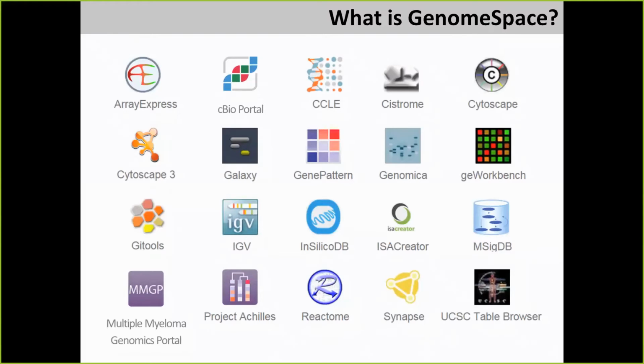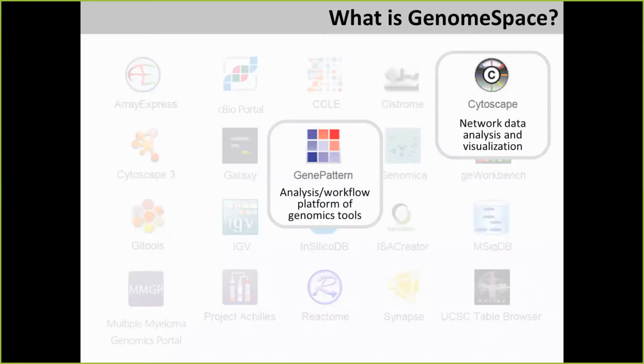Currently, we have 20 tools connected in Genome Space, including tools for visualizing data and analyzing data. We also have workflow tools, and we also have some data resources. For today's webinar, we'll be using 2 tools. The first is an online analysis and workflow platform called GenePattern, and the second tool is a desktop tool for analyzing and visualizing network data called Cytoscape.